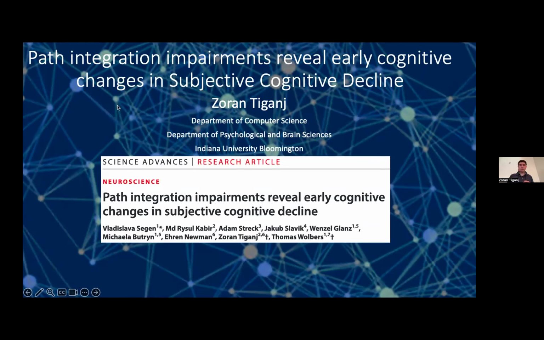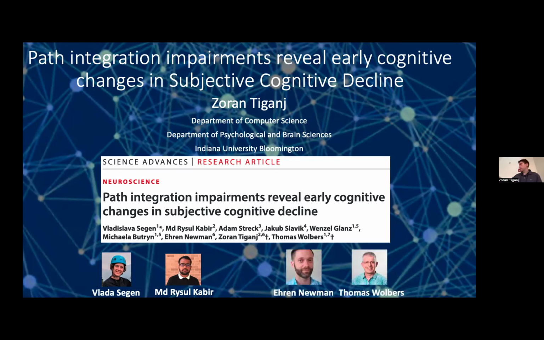The majority of the work, the credits go to Vlada and Raiso, who did, on one side, a lot of behavioral modeling and data acquisition and analysis, and also some hierarchical Bayesian modeling and more in-depth computational modeling. Shout out also goes to Aaron and Thomas, my PIs on the grant.